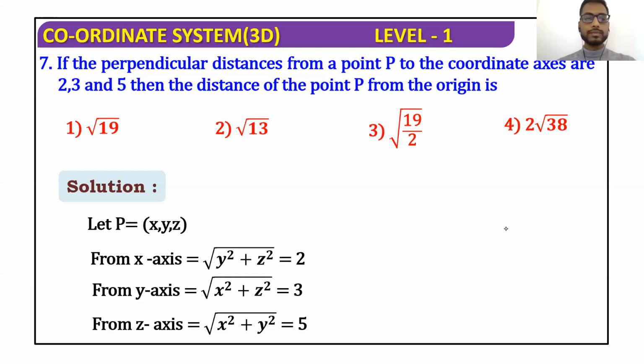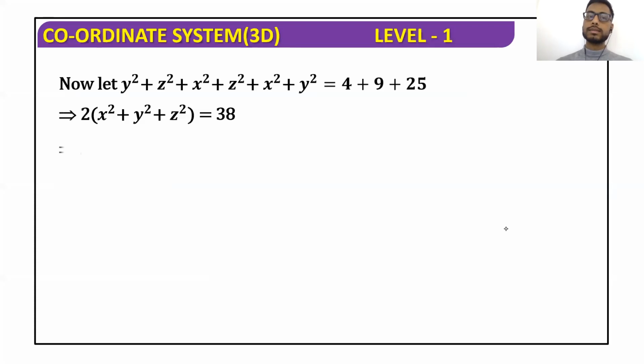From x axis, the distance of perpendicular is 2, and the formula for that is nothing but under root of y square plus z square. Similarly for y and z, equating and adding, I get my answer.